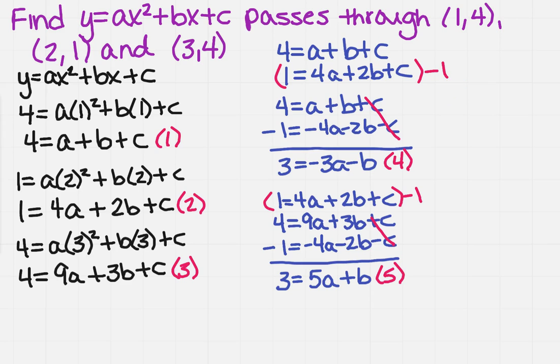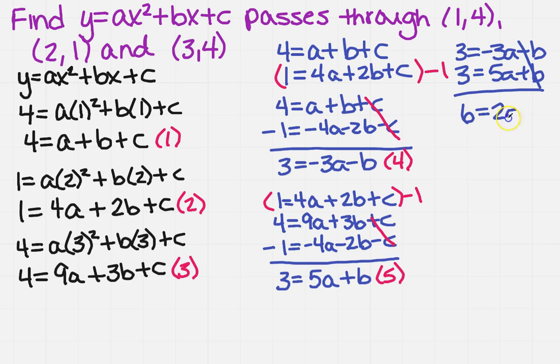So I'm going to write down equation 4, which is 3 equals minus 3a minus b. And then I'm going to write down equation 5, which is 3 equals 5a plus b. Oh, look at that. Isn't that nice? They've already canceled out the b's for us. So I get 6 equals 2a, divide both sides by 2, and I get 3 equals a.